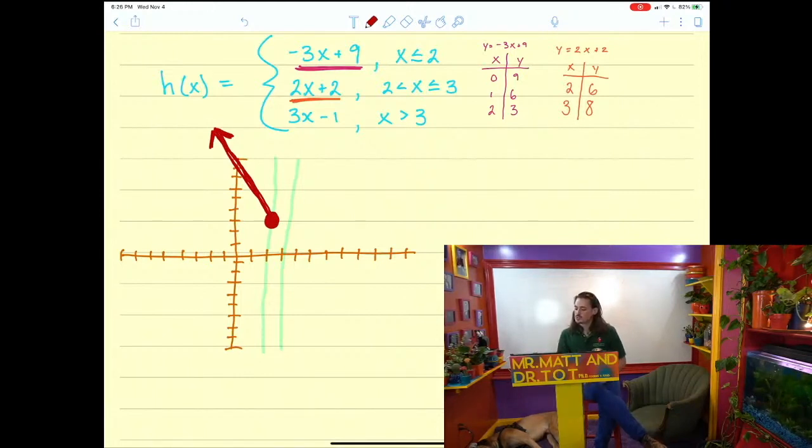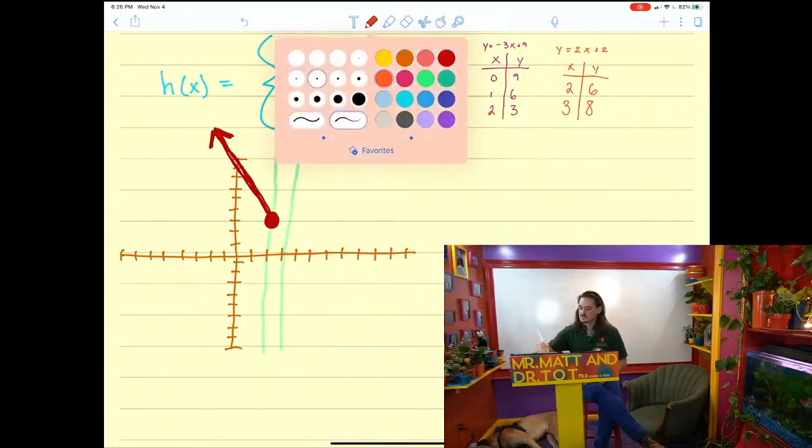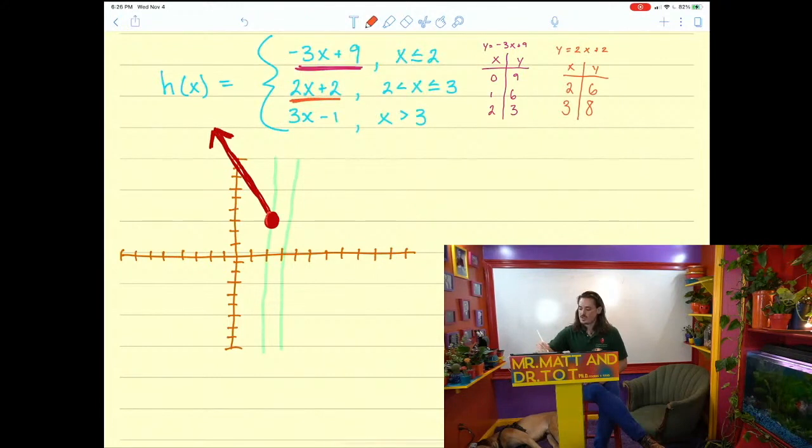In between 2 and 3, we're guided by 2x plus 2. I did that in orange, so when x is equal to 2, y would be equal to 6. So I'm going to have a hollow dot at, oops, I'm sorry, that's at 3. So we're going to have a hollow dot at 6, and we'll have a solid dot at 3 when x is equal to 3, y is equal to 8. So 8 is right here.